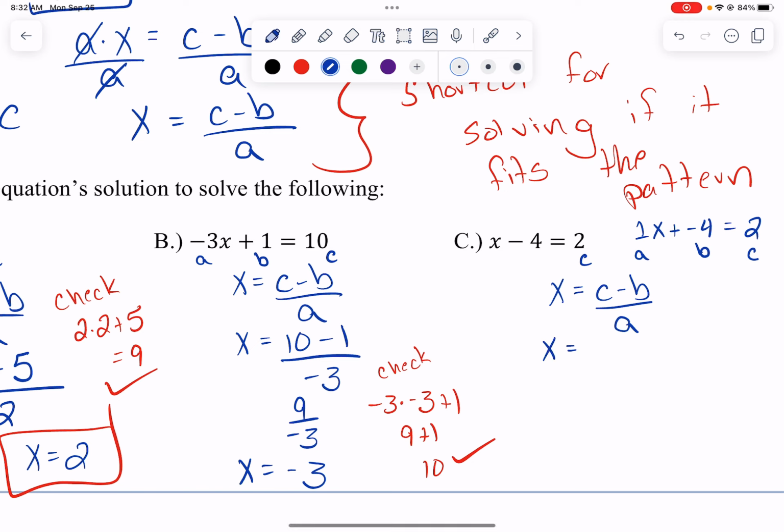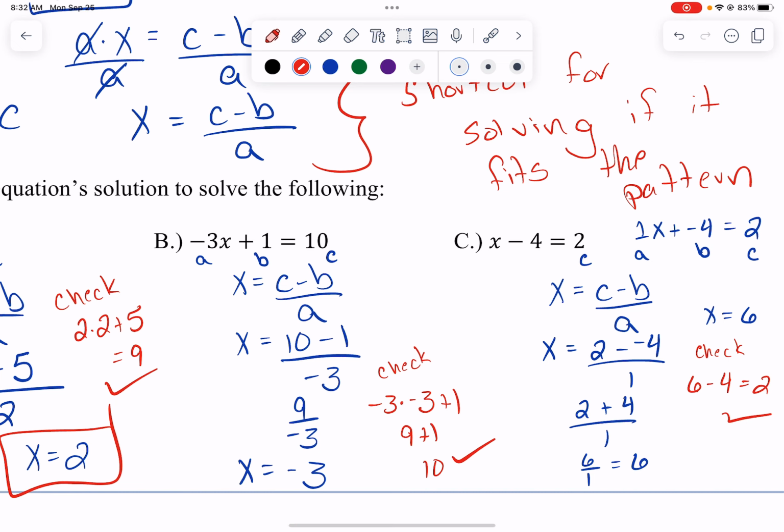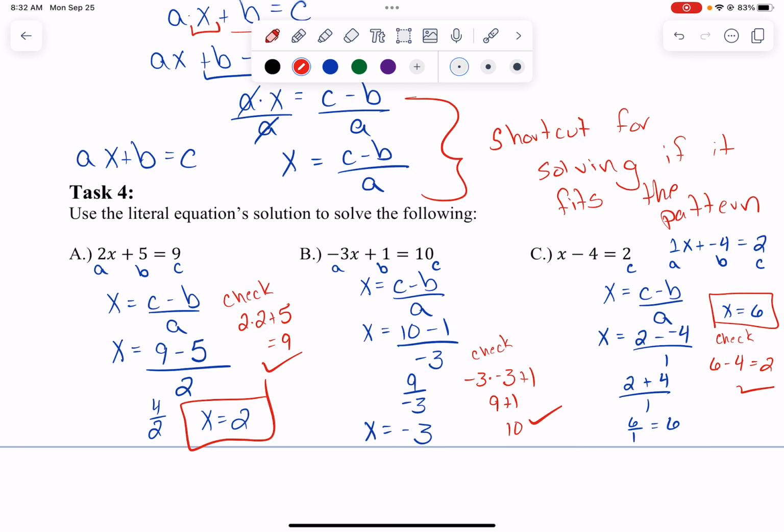X equals C, 2 minus a negative 4 divided by 1. So 2 minus a negative 4 would be 2 plus, the opposite of negative 4 is positive 4. 2 plus 4 is 6, divided by 1 is 6. So X equals 6. Let's check it. 6 minus 4, does that equal 2? Check. So again, this is just a shortcut. This is why it's important that we know how to solve literal equations.